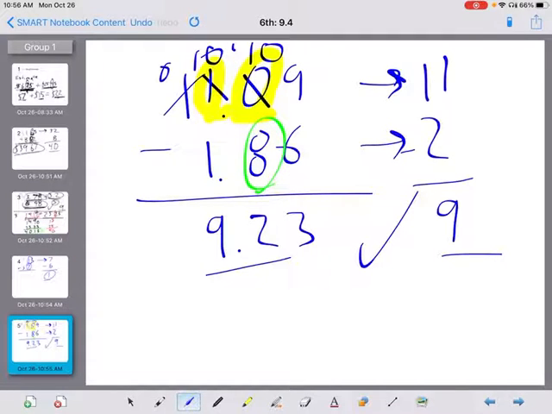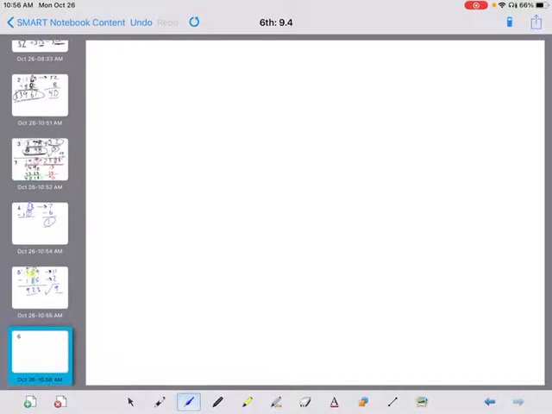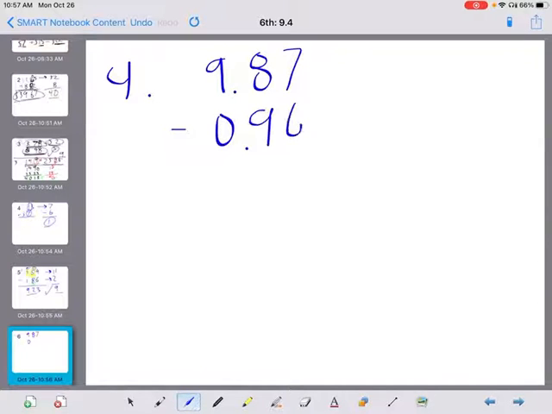Next thing is guided practice on the bottom of page 69. I'll do 2 of those, 4 and 6. So 4 is 9.87 minus 0.96. And then estimate to see if your answer is reasonable.